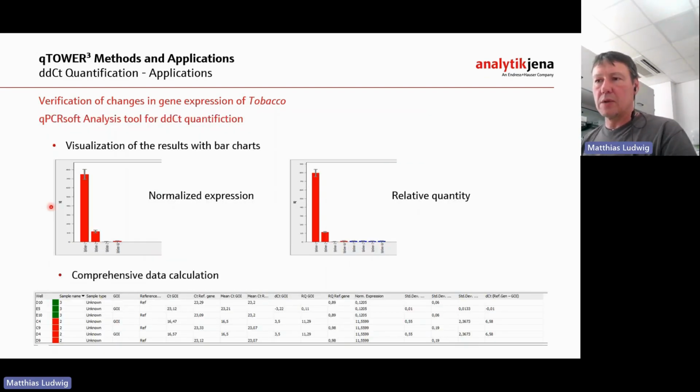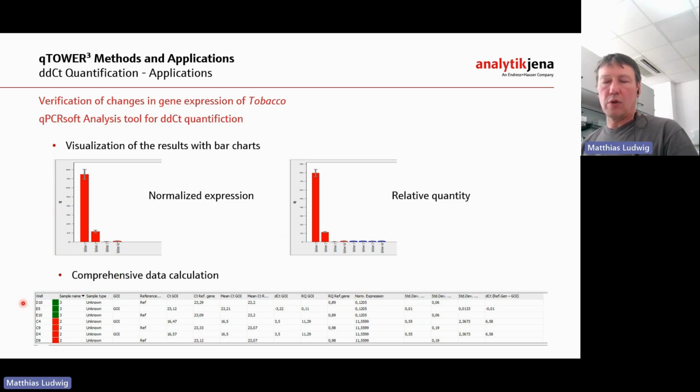You can see the results also in a bar chart. This is the normalized expression. It means normalized expression is related to the calibrator. And then you also get information about the relative quantity. If you work with calibration or with a standard curve, then the software can also calculate for you the relative quantity of this RNA load and also of the results. And the software can give you these bar charts.